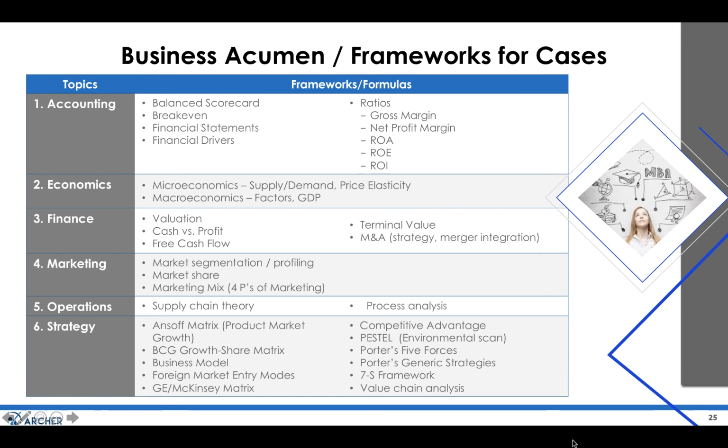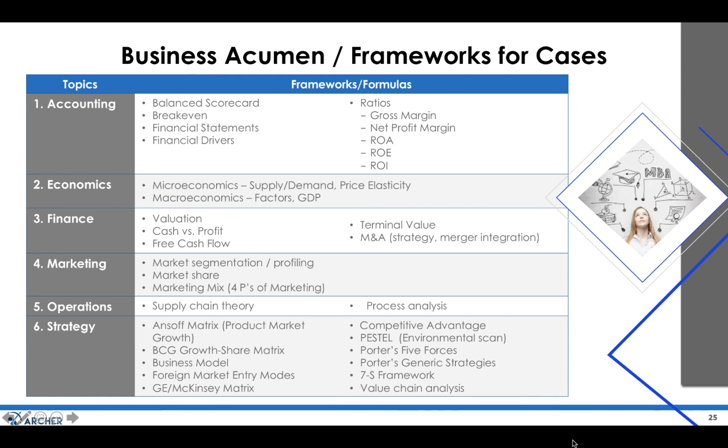Now, no one here is being trained to be an accountant, that's for sure. But a lot of the metrics for evaluating business performance come out of the accounting domain. And so looking at things like a balanced scorecard, the break-even equation, how to evaluate financial statements, financial drivers, and then certain key ratios. I've listed a few here that are the dominant ones: gross margin, net profit margin, return on assets, return on equity, return on investment. Knowing how to calculate those, that's a definite absolute essential.